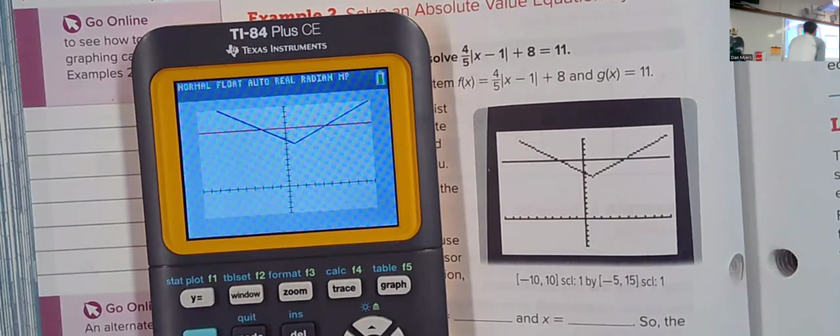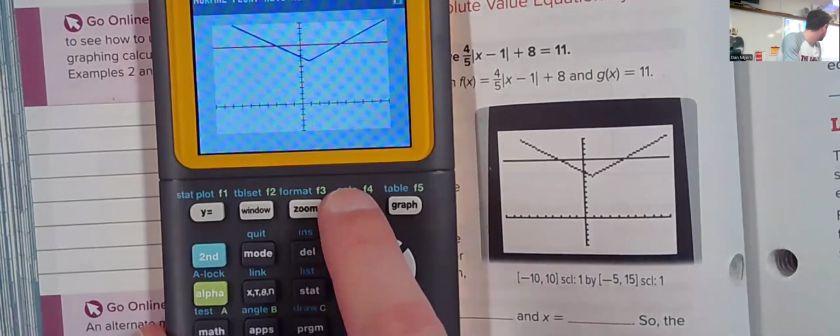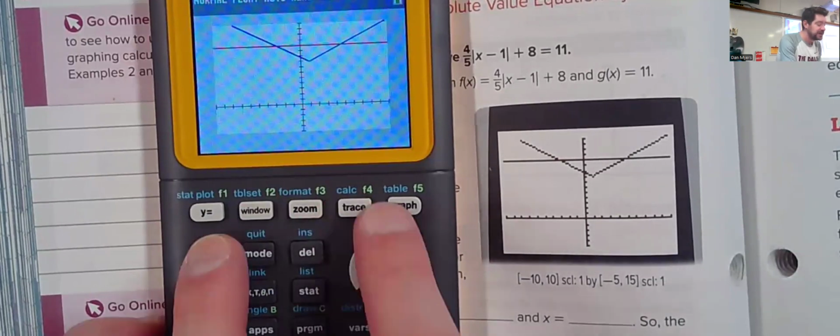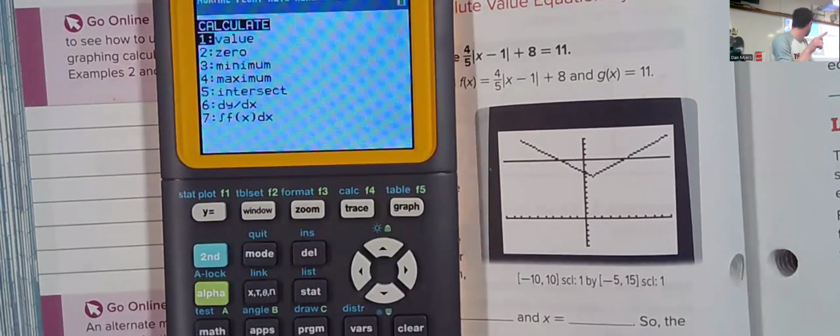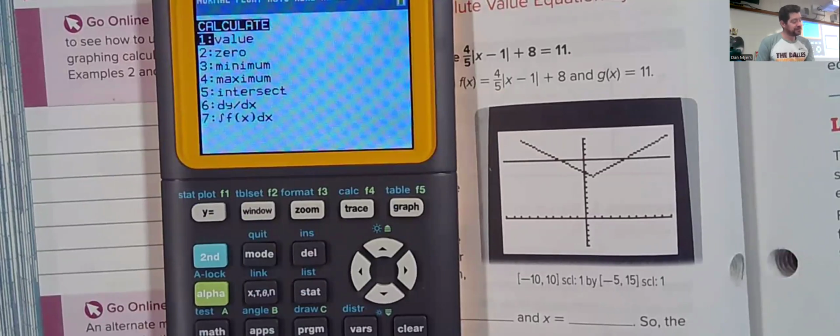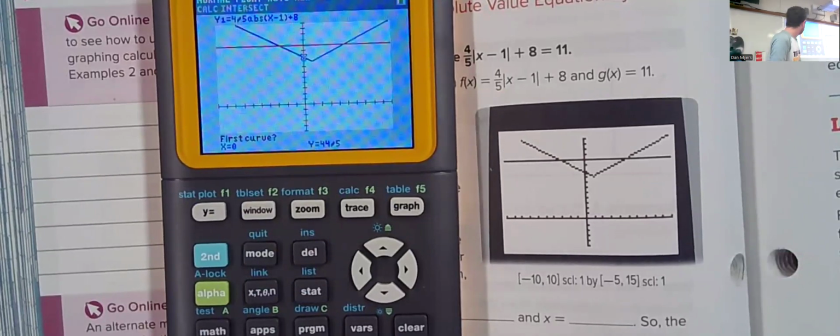We're looking for the x values of where the lines intersect. So we're looking for the intersection here and here, and just the x values of those intersection points, because going back to the beginning of the lesson, we are only solving for x. So let's go to our calculation menu, which is the blue calc right here. So you're gonna hit second, and then the trace button to get your calculation menu. Option 5 would be the intersection.